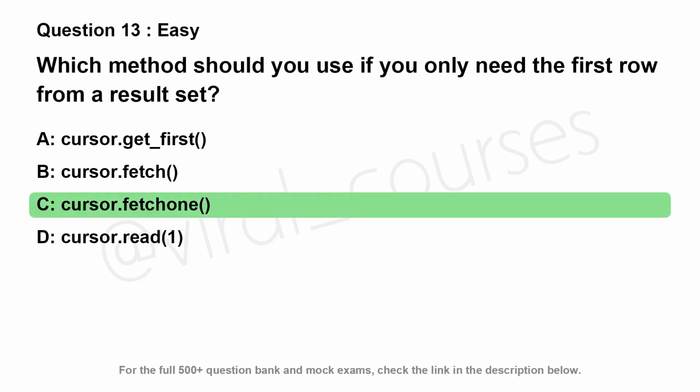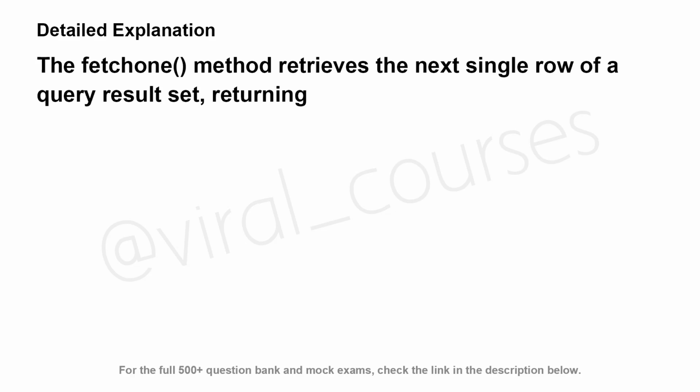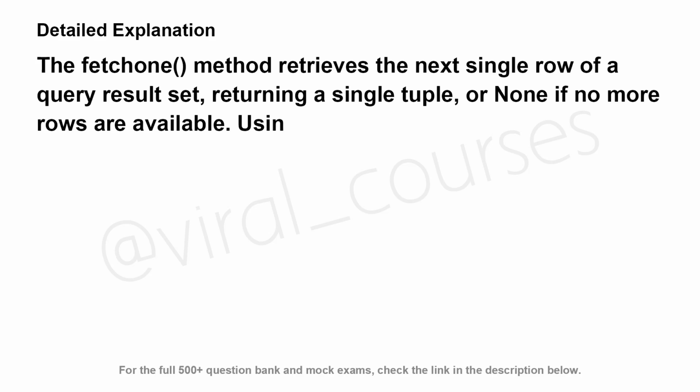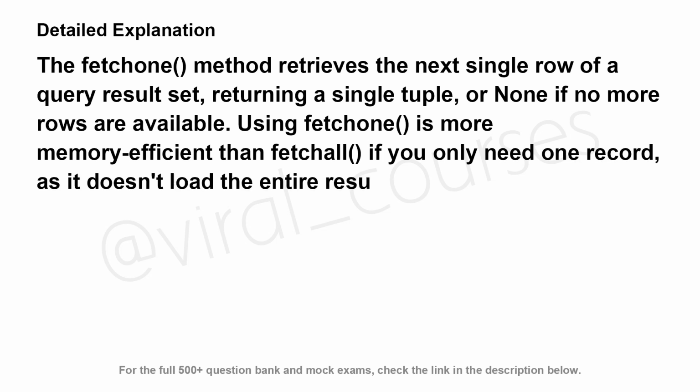The correct answer is C. The fetchone method retrieves the next single row of a query result set, returning a single tuple, or None if no more rows are available. Using fetchone is more memory efficient than fetchall if you only need one record, as it doesn't load the entire result set into Python's memory.